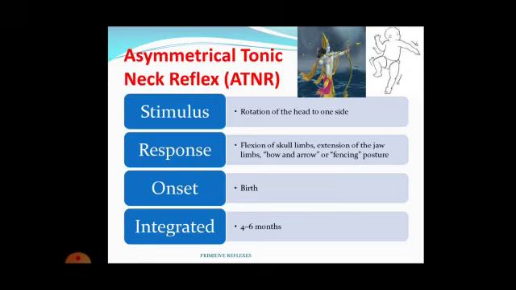Clear? So the stimulus is rotation of the head to one side, and the response is extension over the face side and flexion over the occipital side. Clear? Onset is definitely from birth, and integration occurs at the time of 4 to 6 months of life. So ATNR is very simple if you remember the posture of Sri Ram. Face side extension, then back side or occipital side it is flexion.